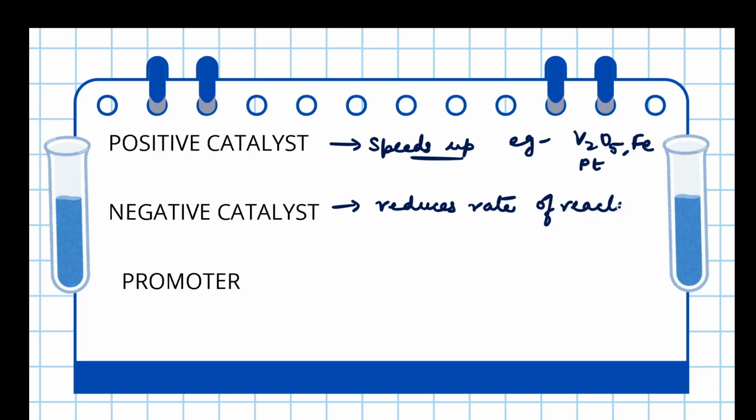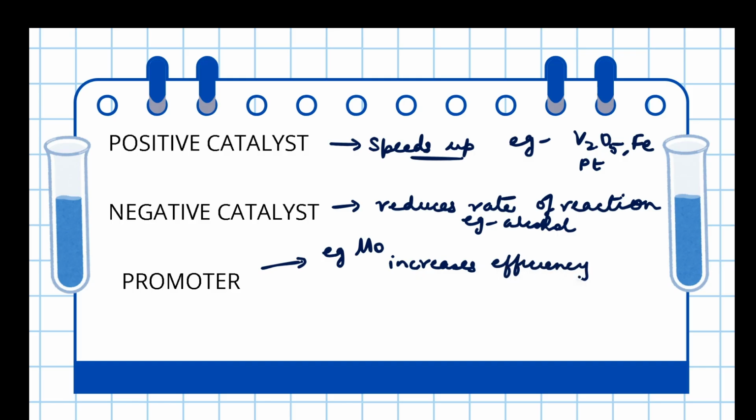And in this you will remember the example of alcohol. Example of a negative catalyst you will remember is alcohol. It reduces the rate of reaction. And what is a promoter? For promoter, we saw the example of molybdenum. Molybdenum will increase the efficiency of the catalyst. So what is a promoter? It increases the efficiency of a catalyst.